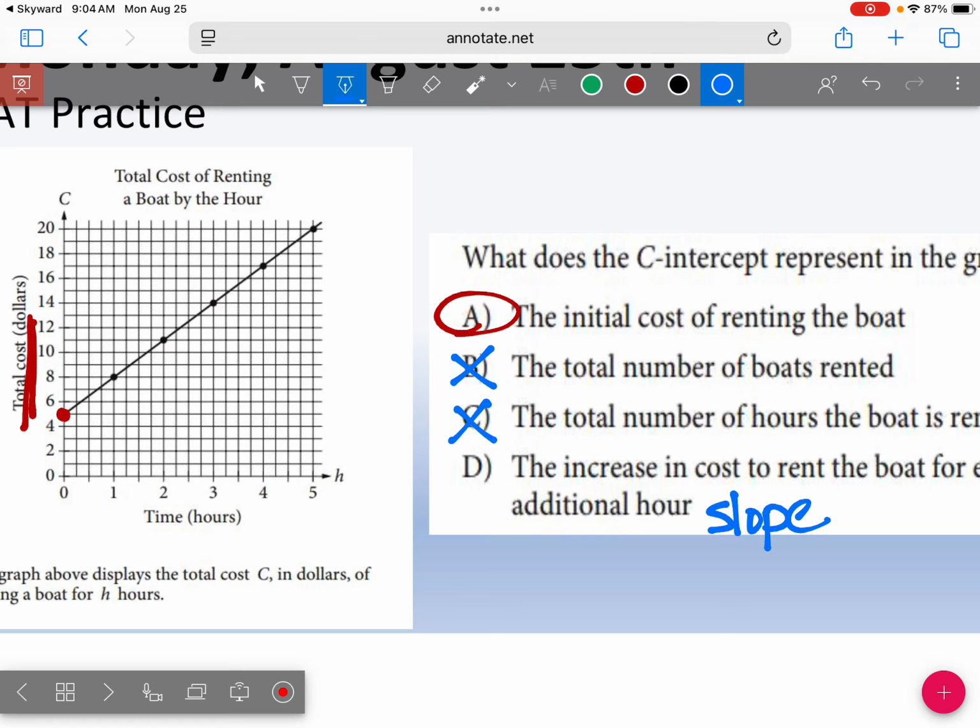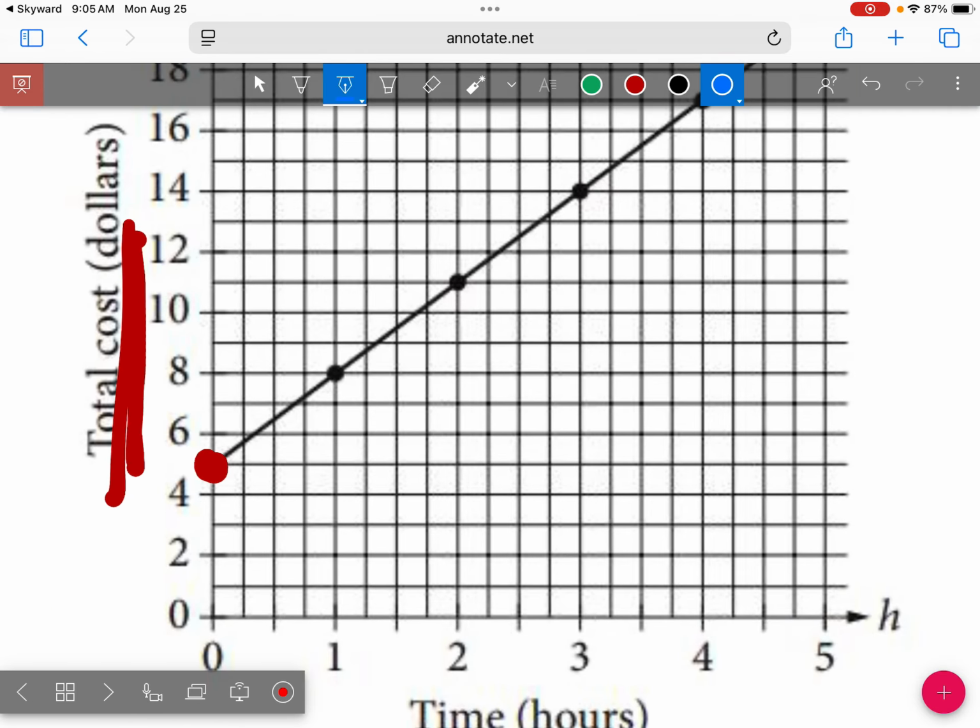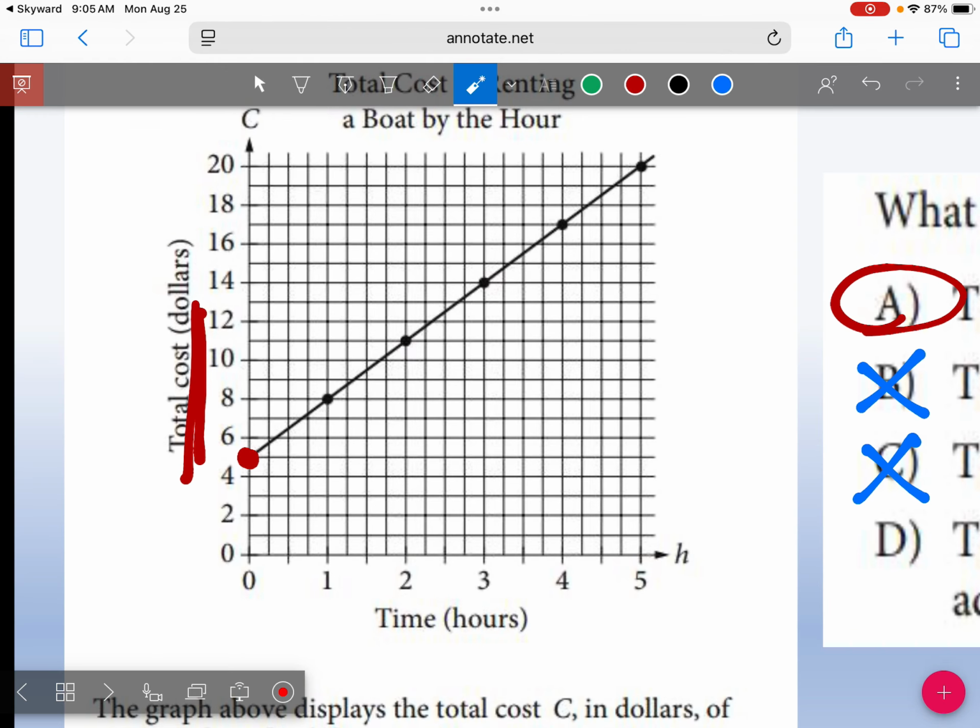So if you think about it, this is where this line starts right here. And another word for start is initial. So it's the beginning cost to rent a boat. So no matter how many hours you spend on the boat, you're going to have to start by paying $5. That's the starting cost. And then it goes up depending on how long you're in the boat. But you're not going to get in that boat for less than $5.